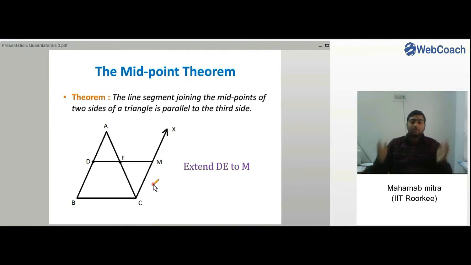So here what is there? AB is parallel to CX, and AD and BD are equal, AE and EC are equal, because D and E are the midpoints, and also you can see we have extended DE to reach here at M. So let us show it. Let us show the theorem.